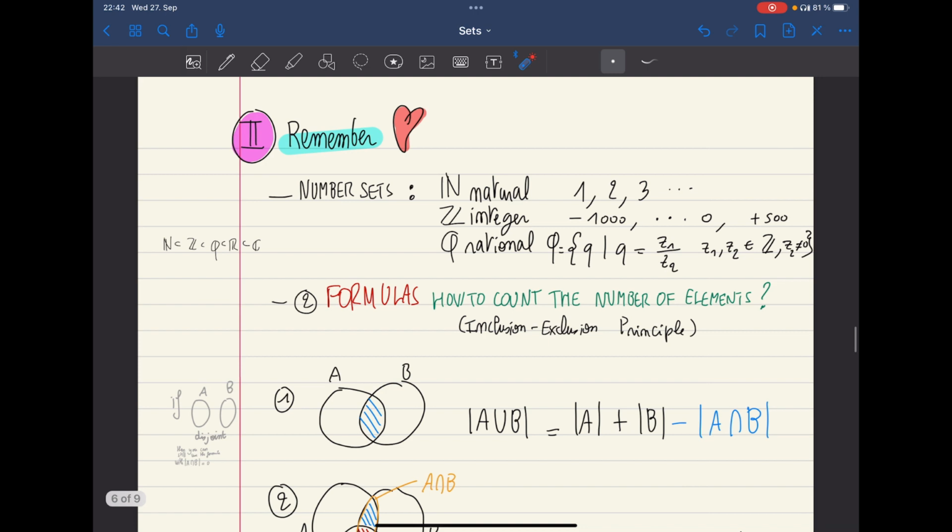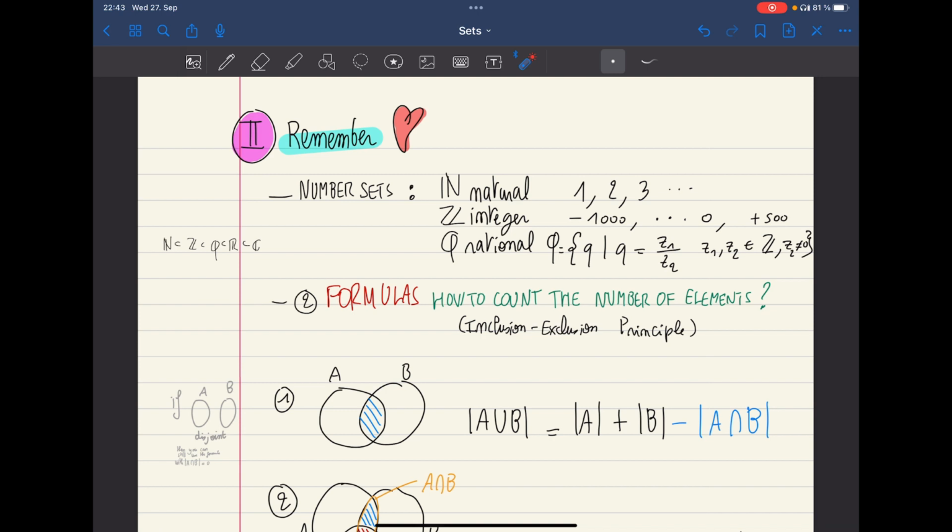Now let's go for the second part, what we have to remember. So there are the number sets: natural numbers, 1, 2, 3, 4, 5, 6, 7, 8, 9, 10, etc. We have integers, which are natural numbers and their counterpart, which are negatives, plus the 0. And now we have the rational numbers, fractions of integers. Just to put the names in German: natürliche Zahlen, ganze Zahlen, rationale Zahlen.